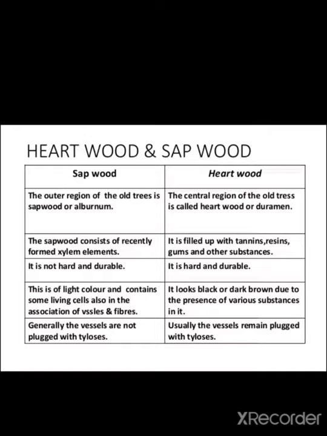Sapwood is not hard and durable. Heartwood is hard and durable. Sapwood is of light color and contains some living cells also, in association with vessels and fibers. Heartwood looks black or dark brown due to the presence of various substances in it. Generally, the vessels of sapwood are not plugged with tyloses. Usually, the vessels of heartwood remain plugged with tyloses.